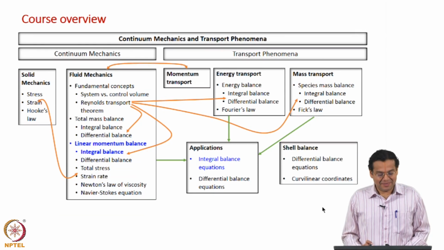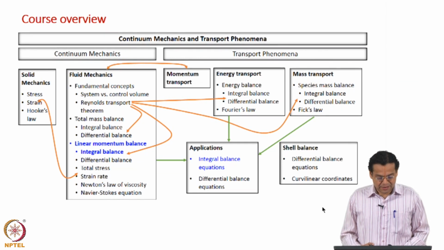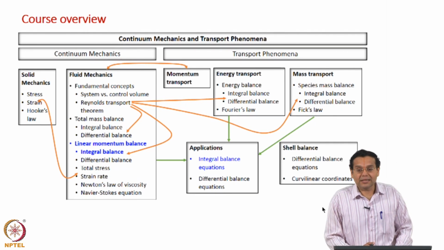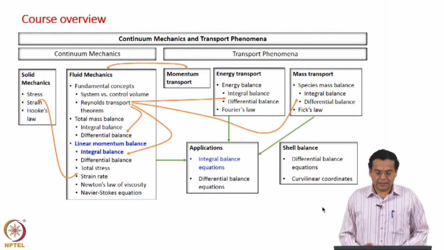So, we discussed the Reynolds transport theorem as part of the fundamental concepts and used that in deriving the integral form of total mass balance, and then used that integral balance to derive the differential form of the total mass balance. Now, we are proceeding towards deriving another major conservation equation of importance, namely the linear momentum balance. Just like the case of mass balance, we will first derive the integral linear momentum balance, and look at applications of the integral balance.